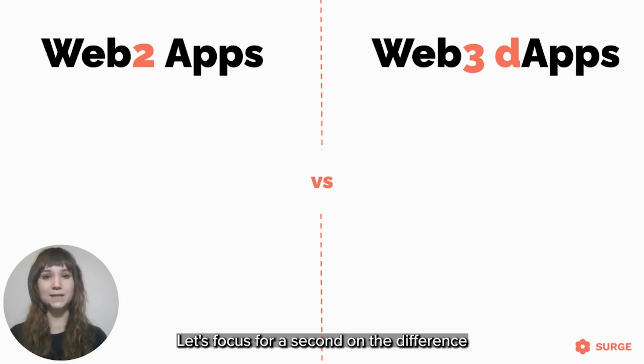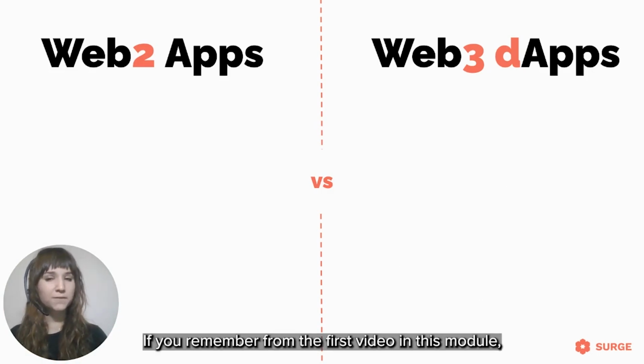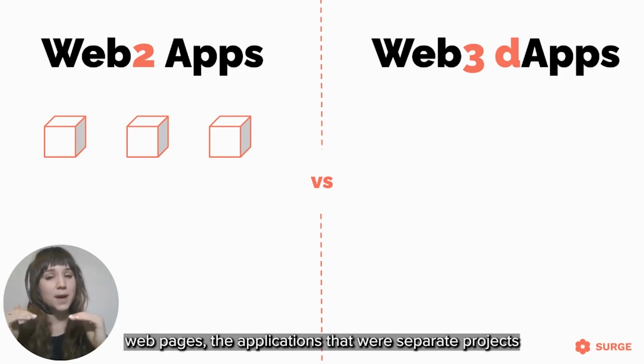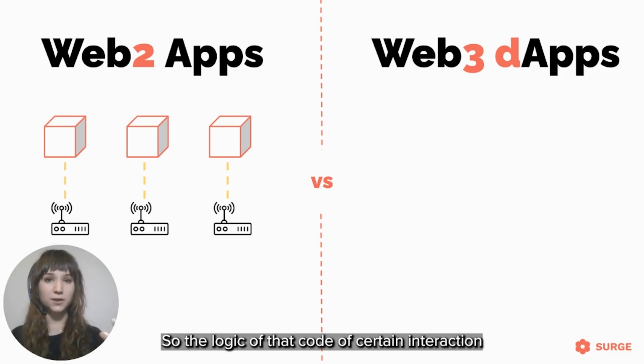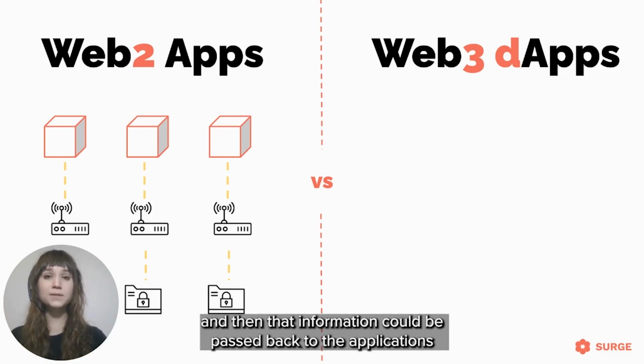Let's focus for a second on the difference between the Web 2 apps and the Web 3 dApps. If you remember from the first video in this module, we were talking about the client-server infrastructure, where we had the web pages, the applications that were separate projects that were then talking to the server, which was holding the backend, so the logic of the code of certain interactions, and then communicating with the storage, so a database that was holding information. And then the information could be passed back to the applications.